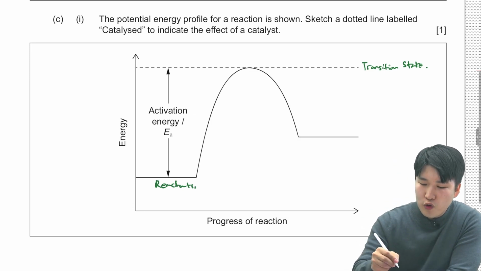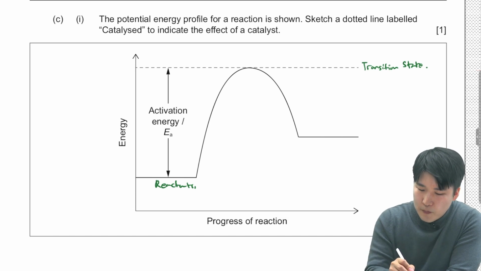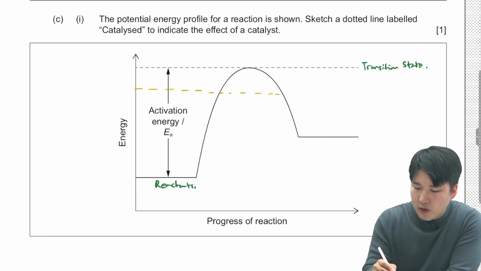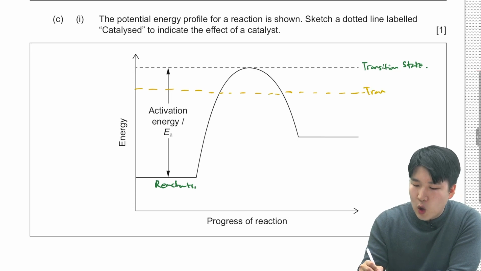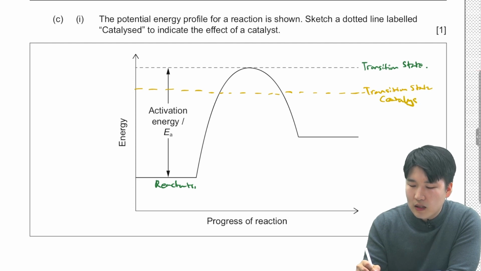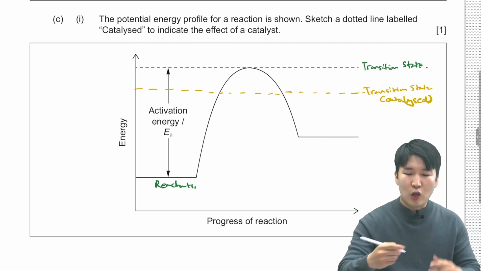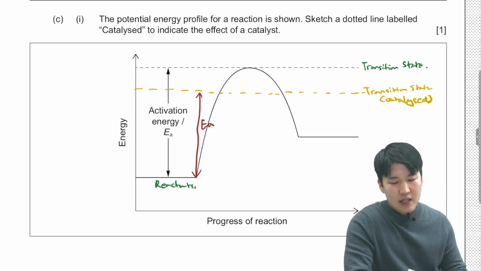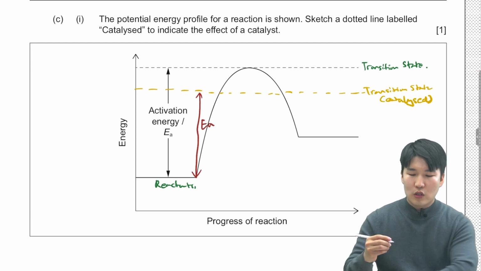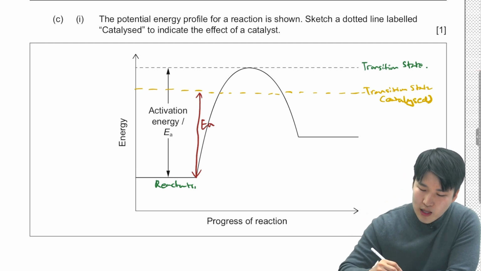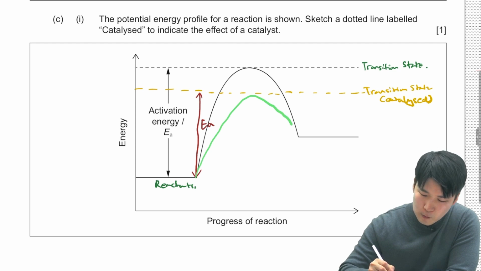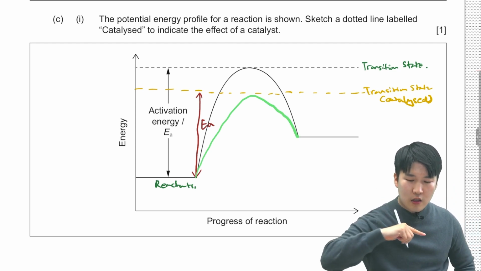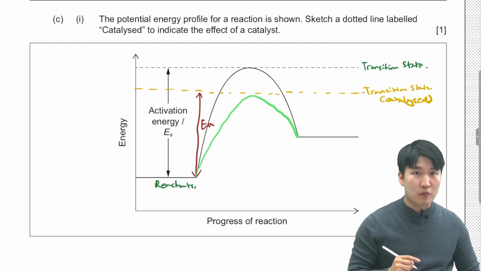We are going to reach the transition state of the catalyzed reaction at a lower energy value. And what that leads to is a lower activation energy. The Ea of catalyzed is lower than that of the uncatalyzed. So we will need to draw the diagram so that the curve peaks lower, like we have drawn.